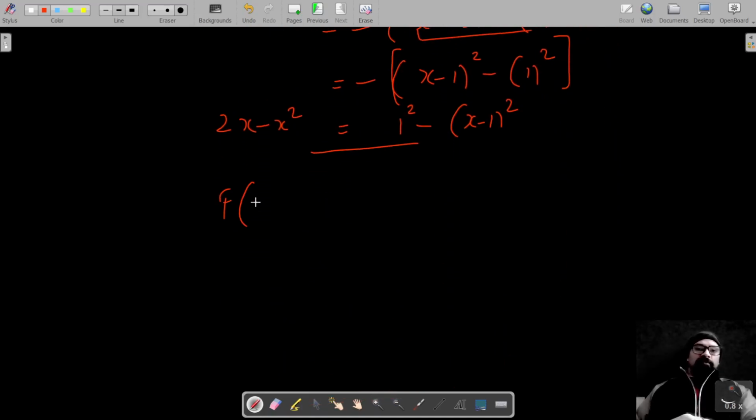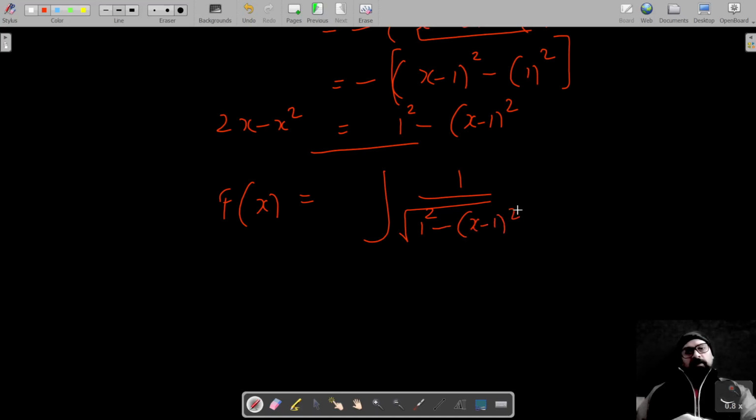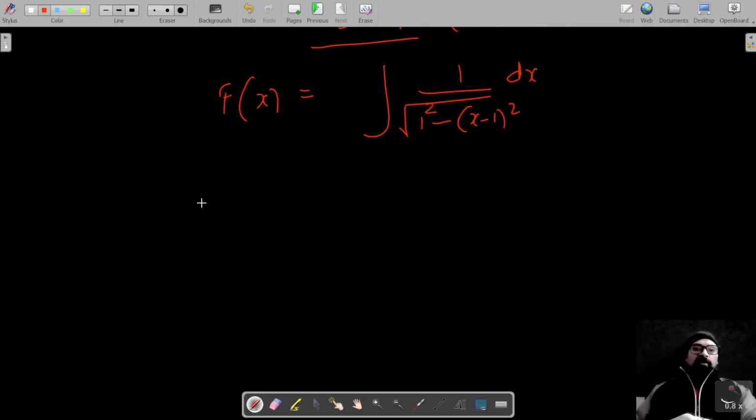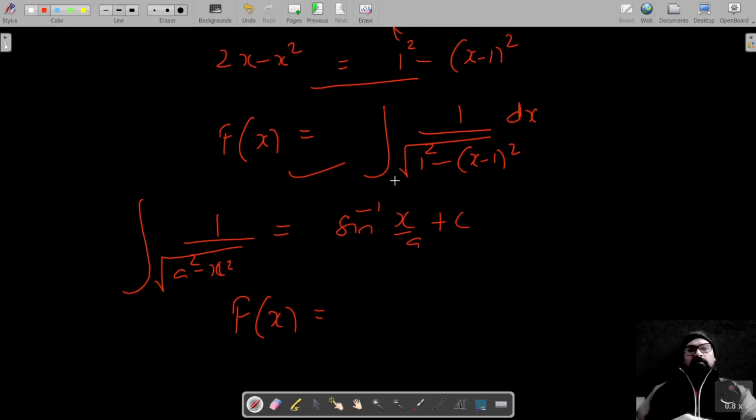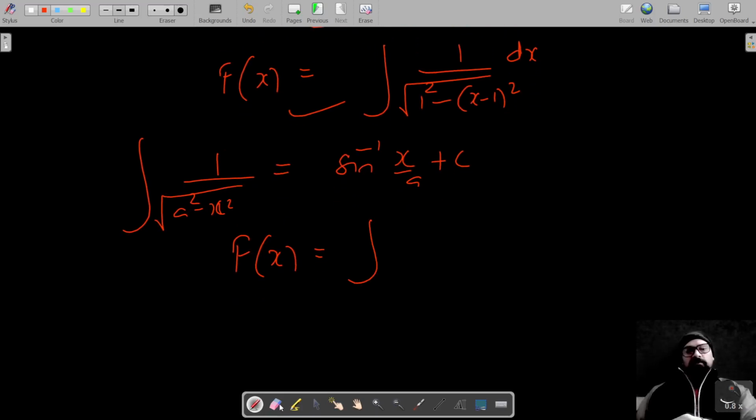So let's substitute the value. So f of x is now equal to the integration of 1 upon under root 1 square minus x minus 1 the whole square into dx. Now we know that the integration of 1 upon under root a square minus x square is equal to sine inverse x by a plus c. We are going to apply this formula. So this becomes sine inverse of x minus 1, where a is 1, plus c.